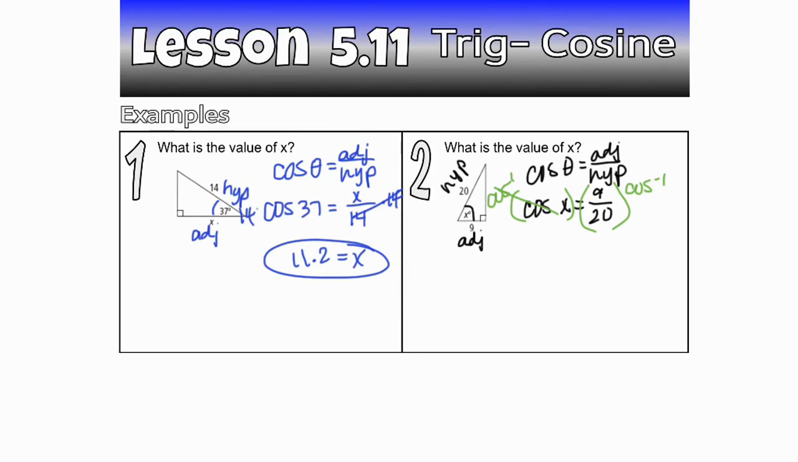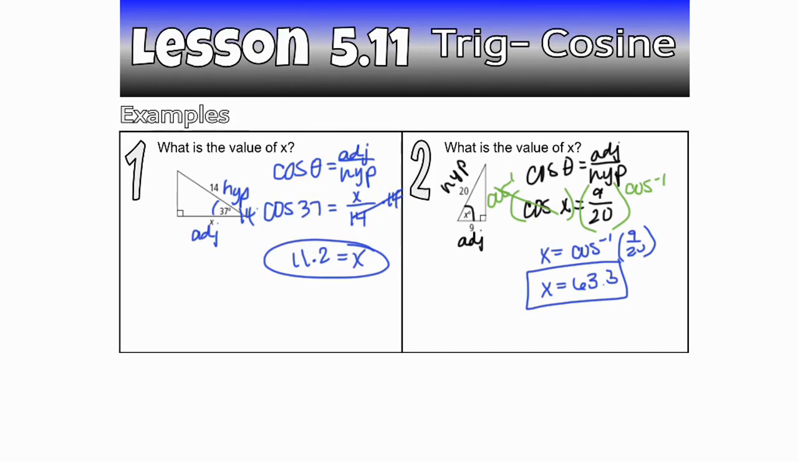So x is going to be equal to the inverse cosine of 9 over 20. And then I can plug that into my calculator, and I get x equal to 63.3. Now, since x is not a side length, I can't compare it to the hypotenuse, but I can compare this to the right angle.